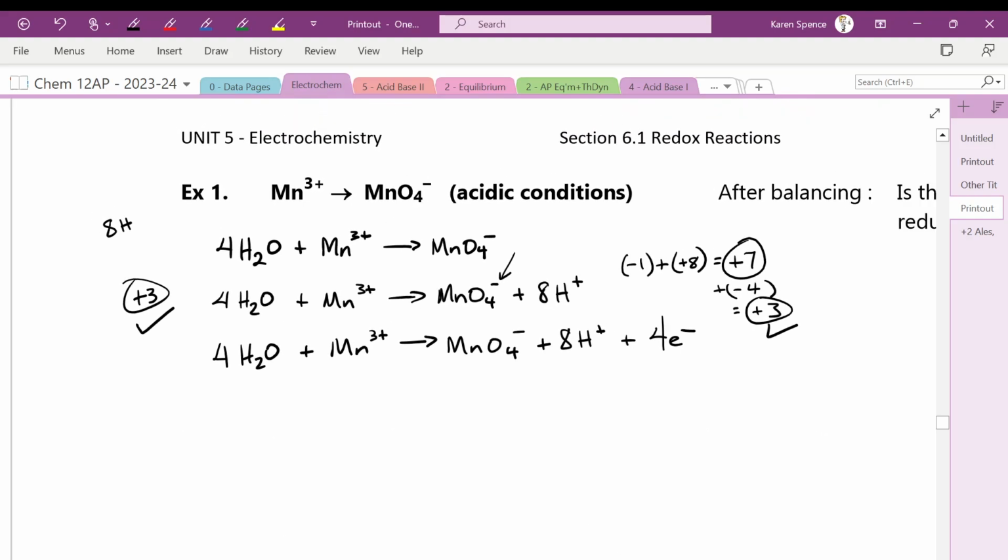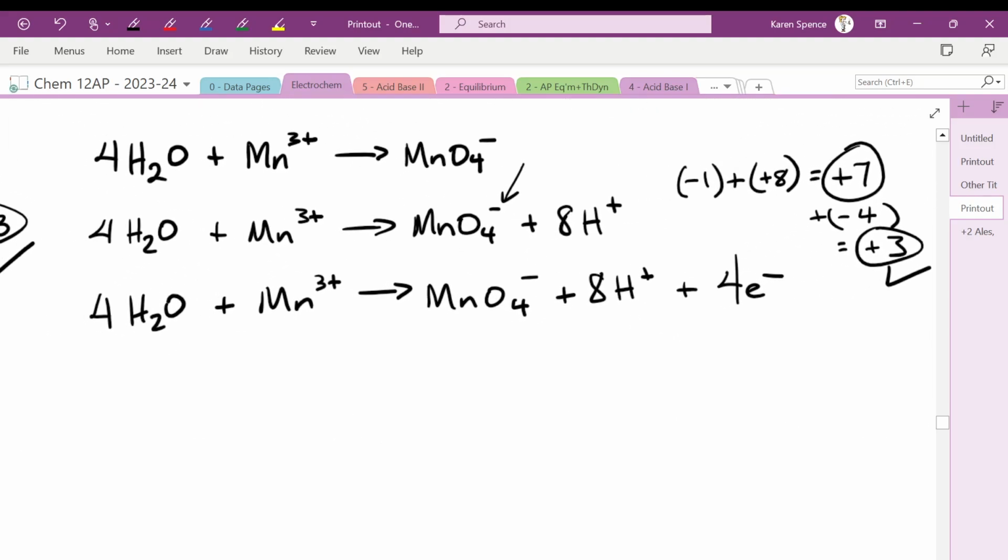After balancing, I would like you to tell me if this is an oxidation or a reduction. And I would like you to explain to your partner 2 ways that you know why.